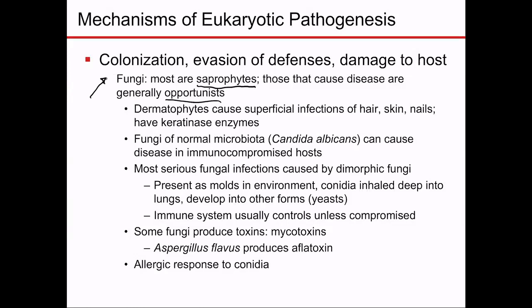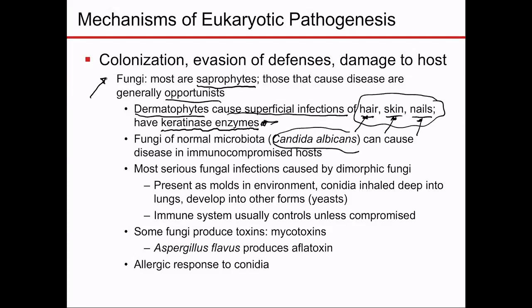Many of them cause superficial infections, like infections in the hair, skin, nails. We call those dermatophytes. And the reason why they target these structures is that these are fungi that produce a very unique enzyme, keratinase, that will digest the keratin that is in our hair, in our skin, in our nails, because it's able to use that as a source of nutrient. It's a nutrient for them. And this is an important virulence factor for those opportunistic pathogens.